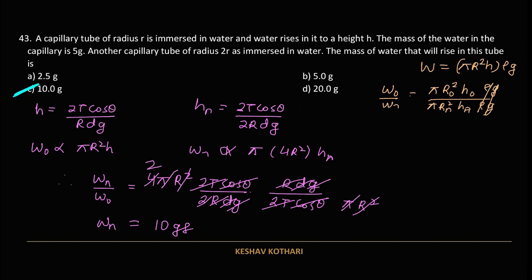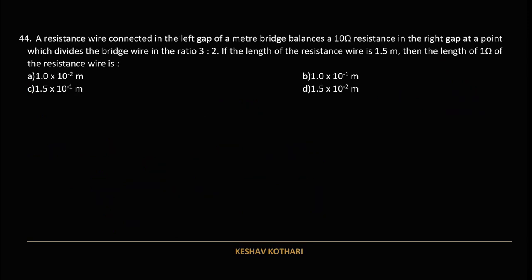Let us move to the next problem. A resistance wire connected in the left gap of a meter bridge balances a 10 ohm resistance in the right gap at a point which divides the bridge wire in the ratio 3:2. If the length of the resistance wire is 1.5 meter, then the length of 1 ohm of the resistance wire is. For this one we are considering the meter bridge arrangement, and this is the rough diagram which we are considering here, connected with a galvanometer.